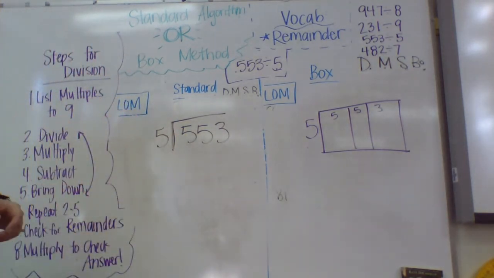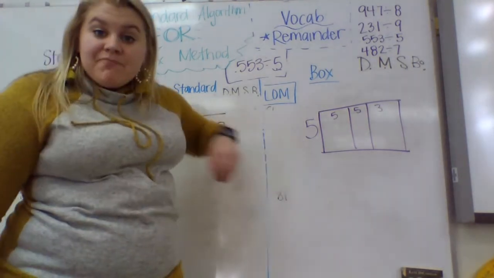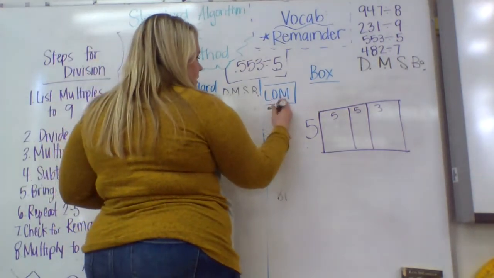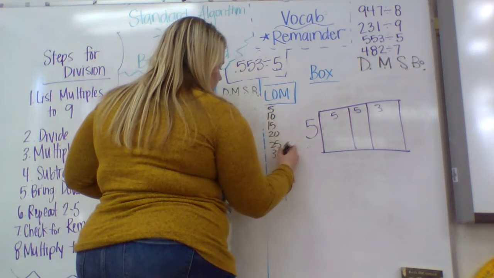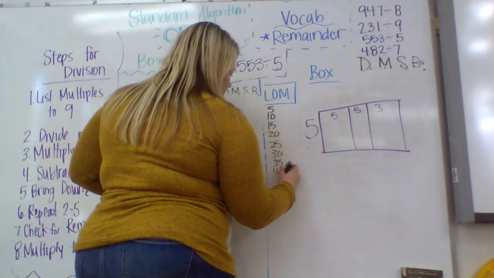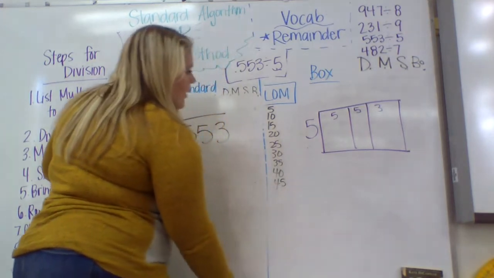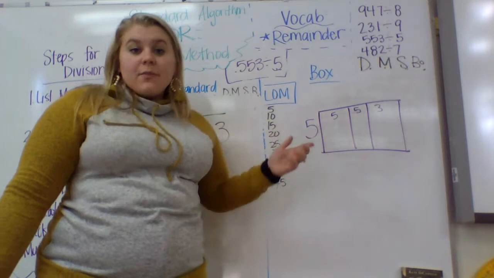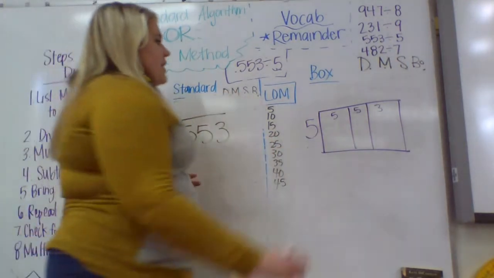Okay, so the first thing you are going to do, I'm going to start explaining it box method first this time. So we're going to list my multiples of 5. 5, 10, 15, 20, 25, 30, 35, 40, 45. How many times can 5 go into 5? Let's check our multiples. Oh, look, 5. They're perfect. So that is 1 time.